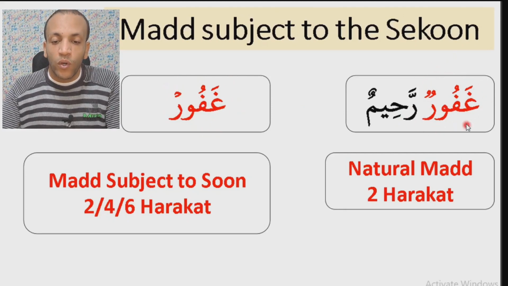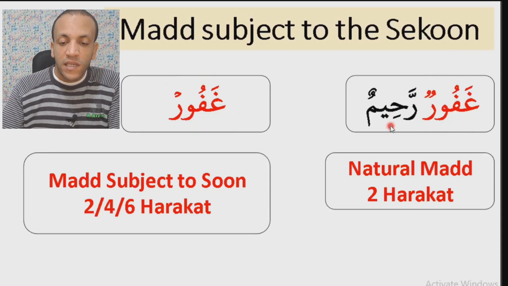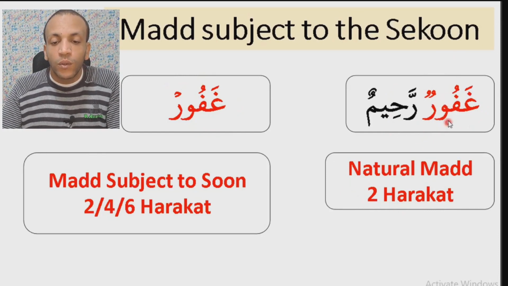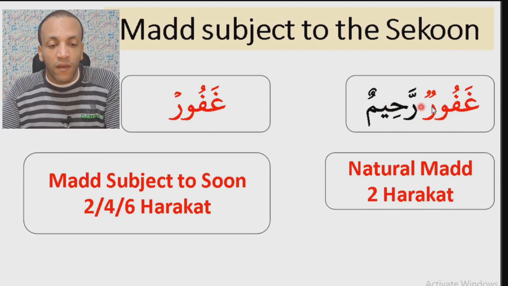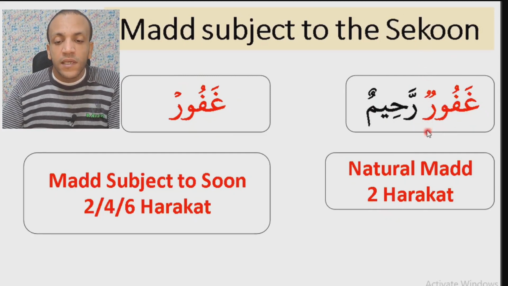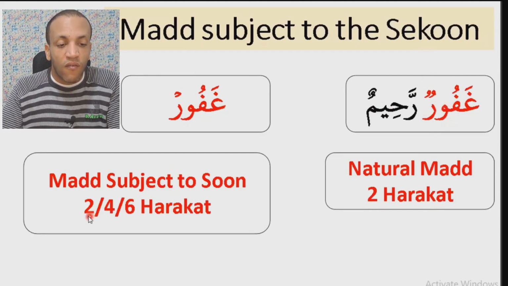If you read this word with the following word, in this case you will apply the natural Madd, 2 harakat. So you will prolong the sound of the letter of Madd 2 harakat in case of reading the 2 words together. But in case you pause the recitation after the first word like this, in this case you have the choice. You can prolong the letter of Madd.